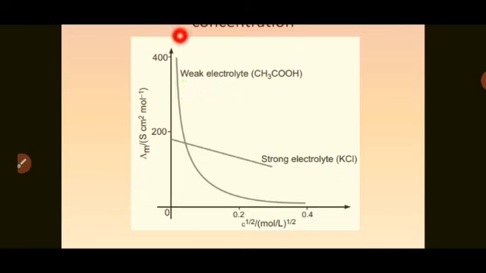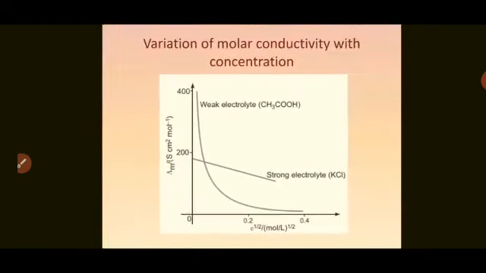Now, if you see for a weak electrolyte like acetic acid which partially dissociates, then the graph comes like a curve. And for a strong electrolyte like KCl which dissociates completely, even for HCl, it gives a sharp line which is coming down. So this graph is also important because in one question paper it was asked for 1 mark.